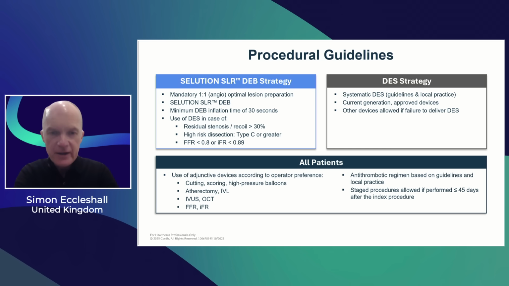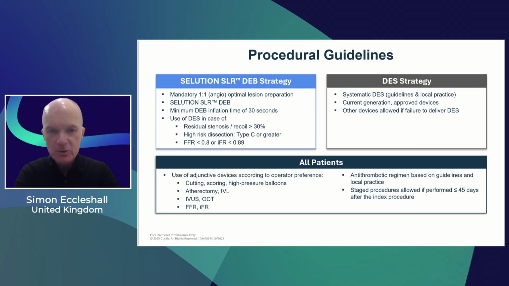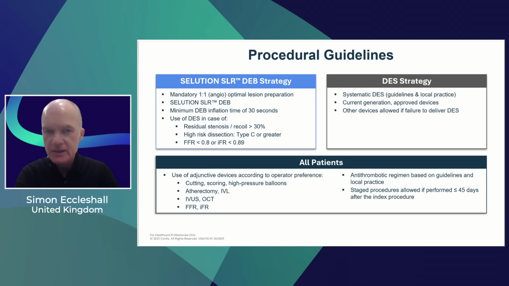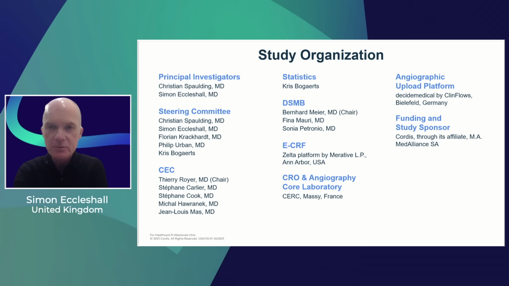In addition to all of that, use of adjunctive devices was according to operator preference, such as any cutting, scoring, or high-pressure balloons, any calcium modification, any imaging, and any physiology. Antithrombotic regimen was based on guidelines and local practice. And if you were doing a staged procedure, these were allowed but needed to be done within 45 days of the index procedure. Here's the study organisation.